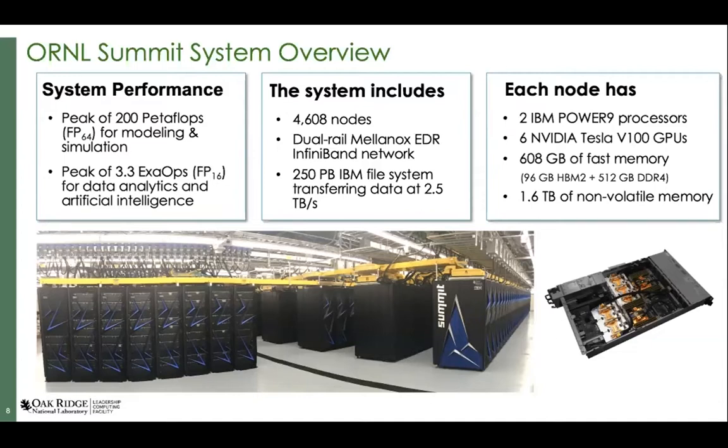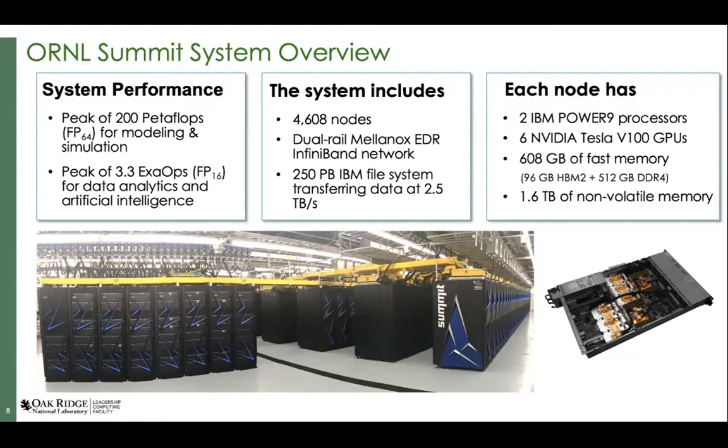It is used for both modeling and simulation, with a peak of 3.3 exaflops for data analytics and AI, which is one of the bigger achievements of Summit. The system includes 4,608 nodes. It uses dual rail Mellanox EDR, I'll talk about that a little later. And it has a 250 petaflops IBM file system, which can transfer data at 2.5 terabytes per second.